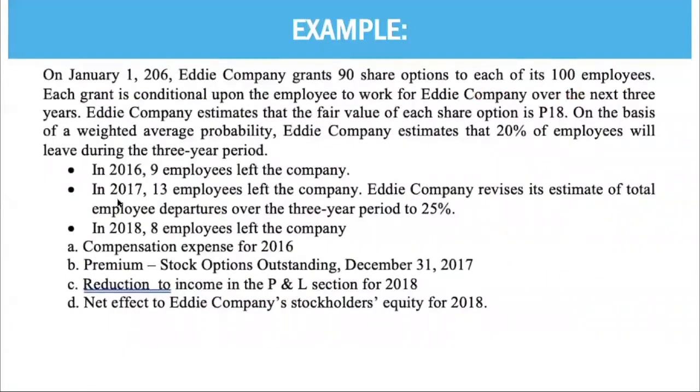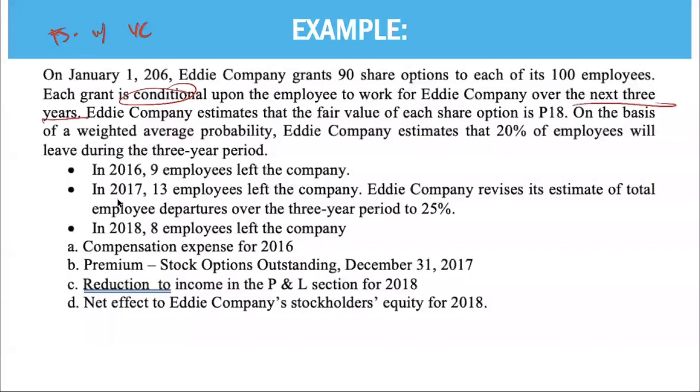Next example. This is already an example of share-based payments wherein there is a vesting condition. So it's still equity settled with vesting conditions. On January 1, 2016, Eddie Company grants 90 share options to each of its 100 employees. Each grant is conditional upon the employee working for Eddie Company over the next 3 years. So this is the vesting condition. You need to work for the next 3 years.